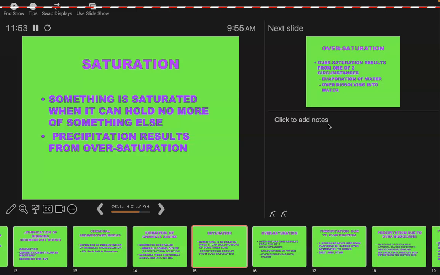Precipitation results from oversaturation. Well, how the heck do you do that? Right? Coaches are always saying, give me 110%. Or your parents after a bad test grade. Well, I need you to give it 110%. We all know that's not real, right? You can only do 100%. What they mean, of course, is try harder than you've been, put more effort in, blah, blah, blah. But there, you can't be more than 100% of something.